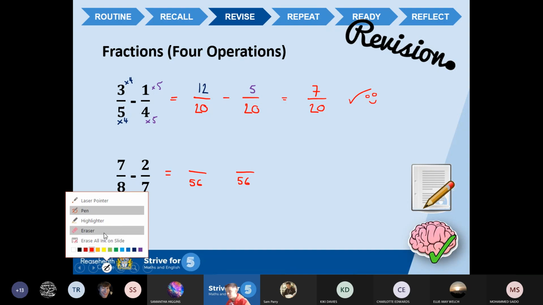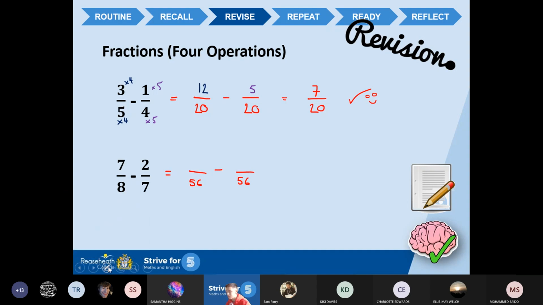Now, I ask myself, or let me put a little subtract symbol in there because I know I'm subtracting these. How do I get from 8 up to 56? I times it by the 7, and I do the same to the top. 7 times 7, 49. Okay, change the colour to purple. How did I get from 7 up to 56? I times it by the 8, so do the same to the top. 2 times 8 is 16.